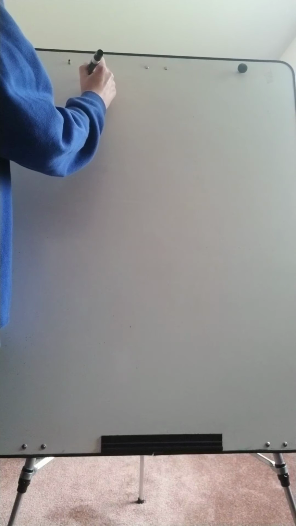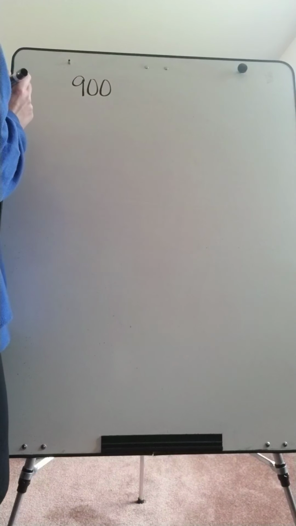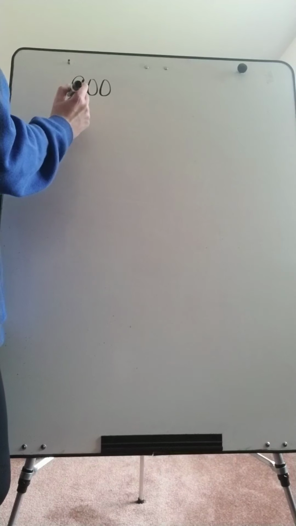Number 1, a tailor starts the month with 900 buttons. The first week he uses 82 buttons. The next week he uses 123 buttons. How many buttons does he have left? Okay, so let's do equations. So he starts with 900. Okay, tells us the first week he uses 82.